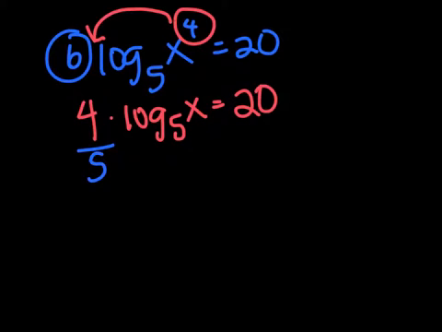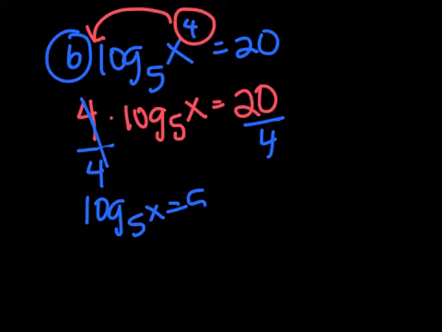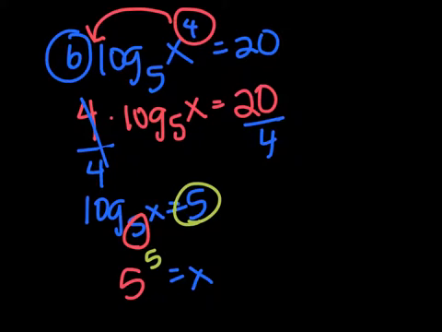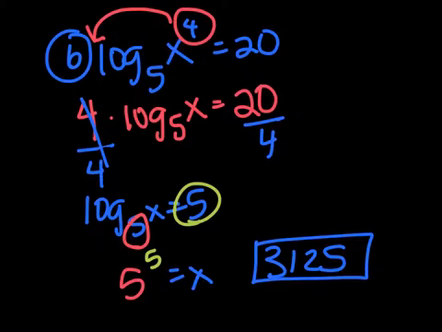Divide both sides by 4. That gives me log base 5 of x equals 5. And then it's a little bit easier to rearrange. Your numbers are not so big. So base 5 to the 5th power equals x. And 5 to the 5th power, 5 times 5 times 5 times 5 times 5, is 3,125. So remember, that's 5 to the 5th power.